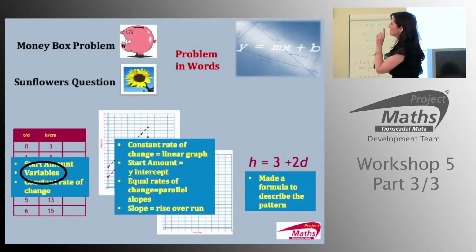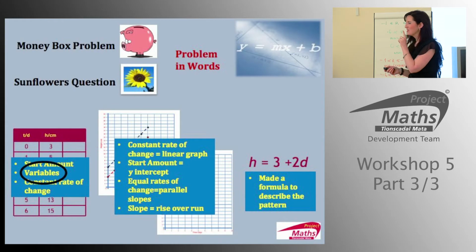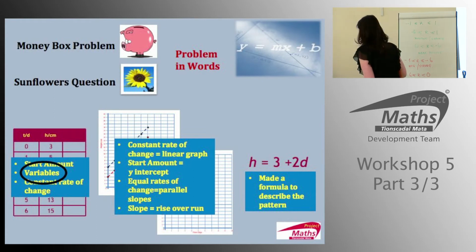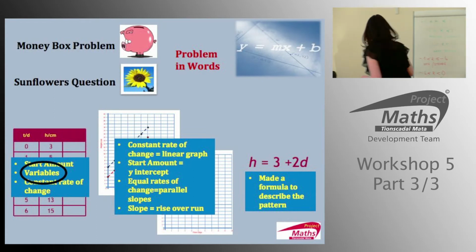So do you remember we did the Moneybox problem and the sunflowers problem? And we got them to make a table, and then we got them to do a graph, and then we got them to do a formula. Okay, so how it worked was like this. Just to give you a quick reminder.